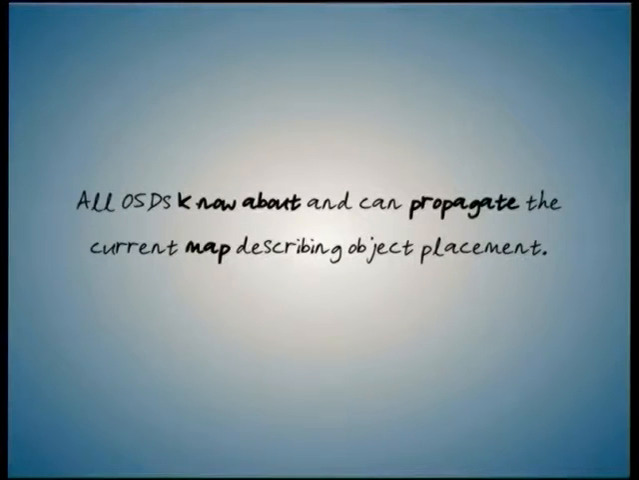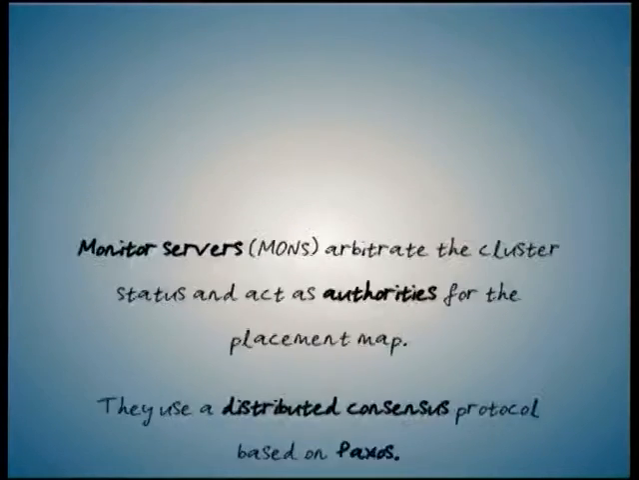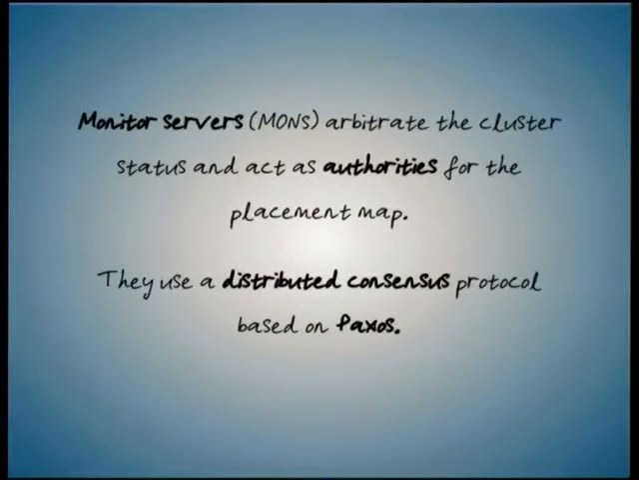Now, we already mentioned OSDs, object storage daemons. And what's cool about OSDs is that all OSDs, just like everything else in the cluster, know about the current map, the current crush map that describes object placement. And they can also propagate that if they are endowed with the ability to do so. And they get that authority from what we call monitor servers, or MONs, and they act as arbitrators to the cluster status and as authorities for the placement map.